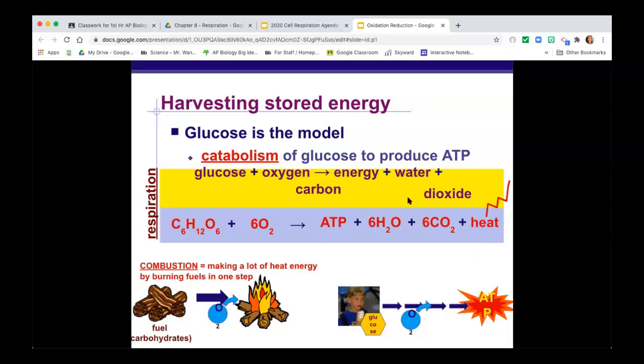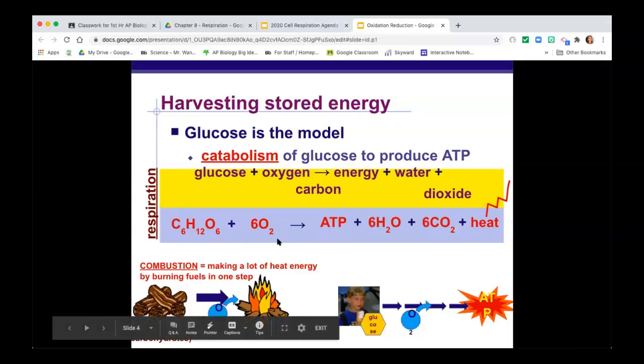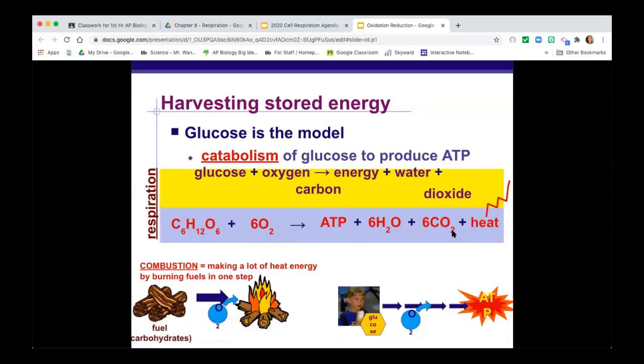And I see my font fell off of the line here, but the overall reaction is glucose plus oxygen yields ATP energy plus water and CO2. And remember, all energy conversions are not efficient. We lose a little bit of that energy to heat. And I think you might have seen that in one of your questions today on your quiz.